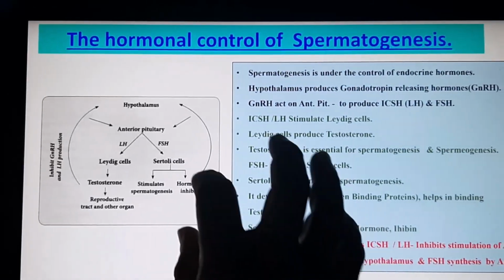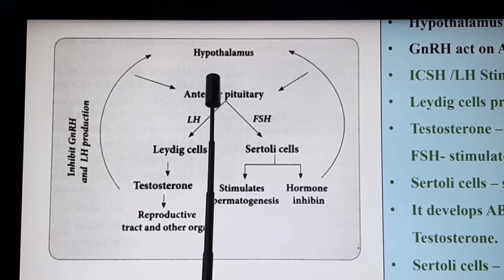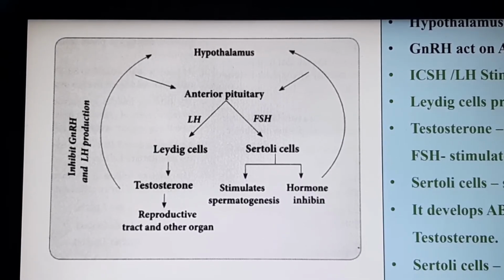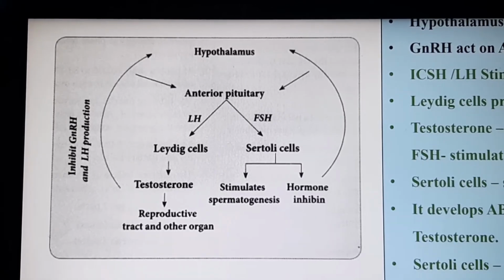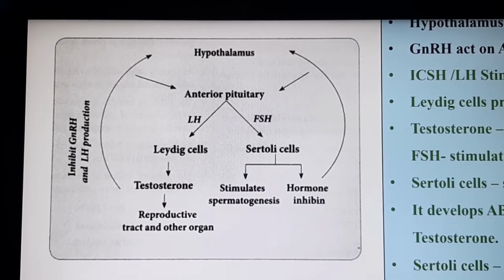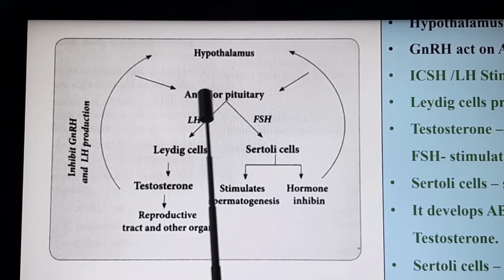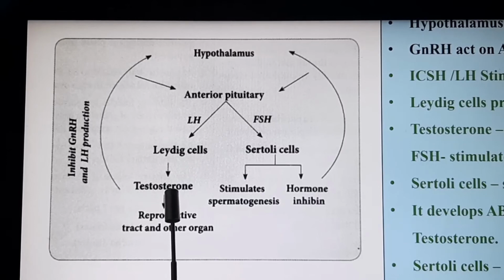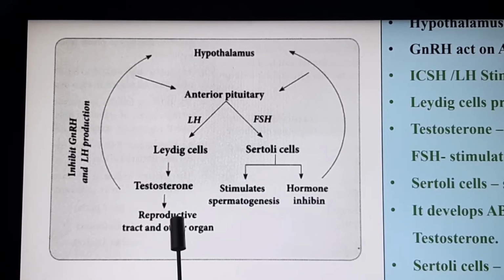Okay, you can see the flow chart and try to understand that. The gonads are regulated or controlled by the endocrine secretions, the endocrine glands. The hypothalamus produces a hormone called gonadotropin releasing hormone or GnRH, and the GnRH will stimulate the anterior pituitary, the adenohypophysis, and it secretes two types of hormones, that is LH or ICSH. The LH or ICSH stimulates the Leydig cells, and the Leydig cells stimulate the production of testosterone, the male sex hormone, and this will promote the functioning of the reproductive tract and the other organs.